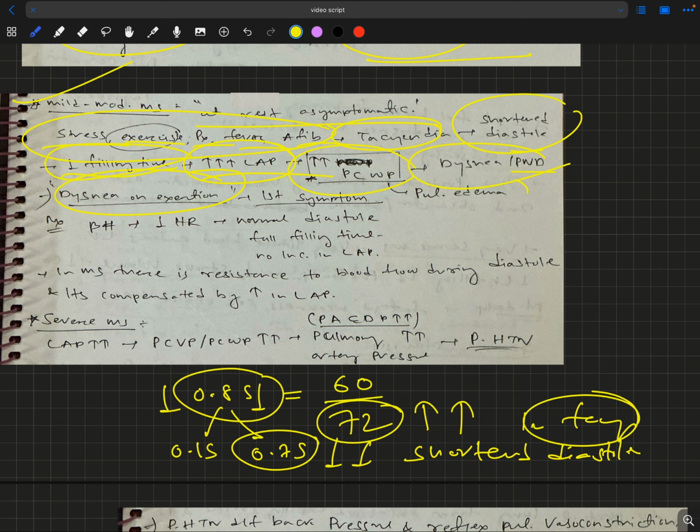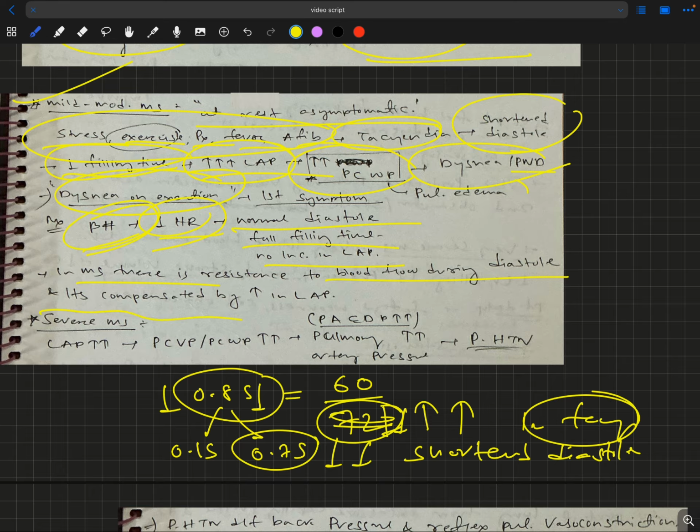How can we treat it? We can treat it by giving a beta blocker. Beta blocker decreases the heart rate. That will lead to improvement in these symptoms. When the heart rate is decreased, there will be a normal duration of diastole. So there will be full filling time. Blood will move gradually from the LA to LV, even if there is an obstruction, because we are giving maximum time for filling of the left ventricle. And now there will be less blood inside the LA. That will lead to less increase in left atrial pressure, and it will relieve the symptoms. So no increase in LAP. In MS there is resistance to blood flow during diastole.